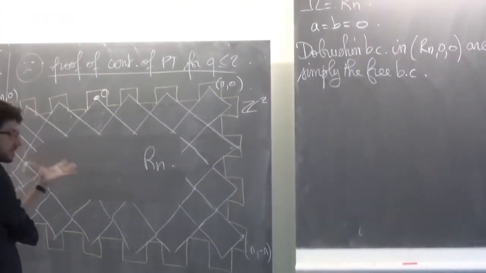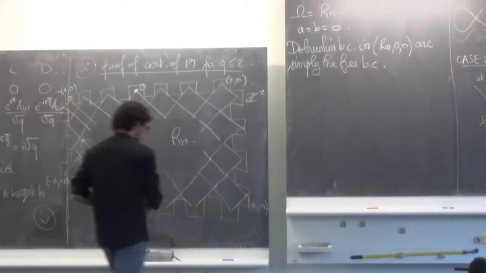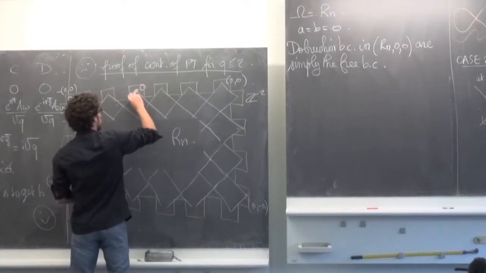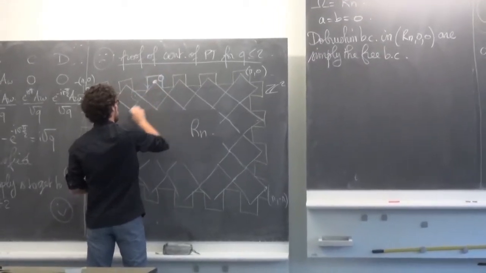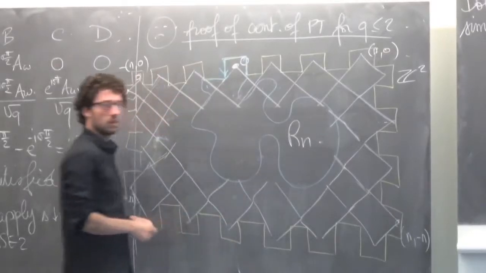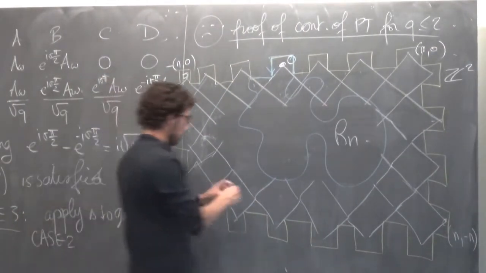Okay, what is the exploration path then in this case? Well, the exploration path is just what you obtain. There is an edge entering like that and an edge exiting like that. It's just the loop going around the vertex 0. This is my exploration path gamma.